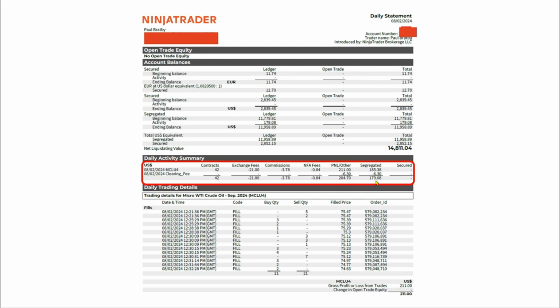In fact, after commissions, because when you're trading micros, especially 42 contracts in the matter of a few minutes, you are going to get those fees, okay? Because I'm European as well, British, and NinjaTrader's a US account.